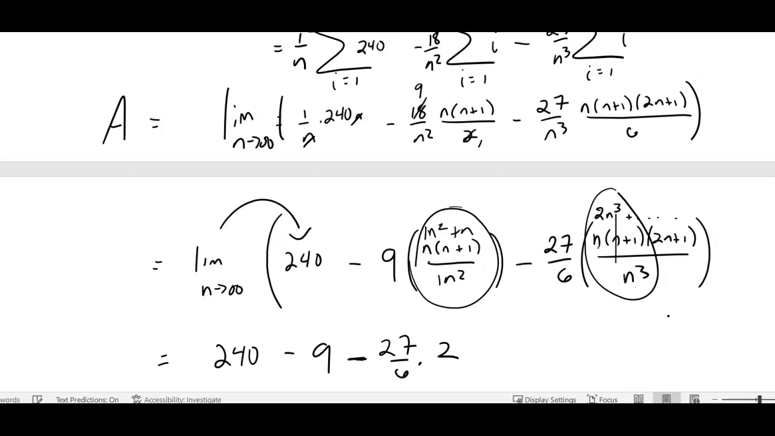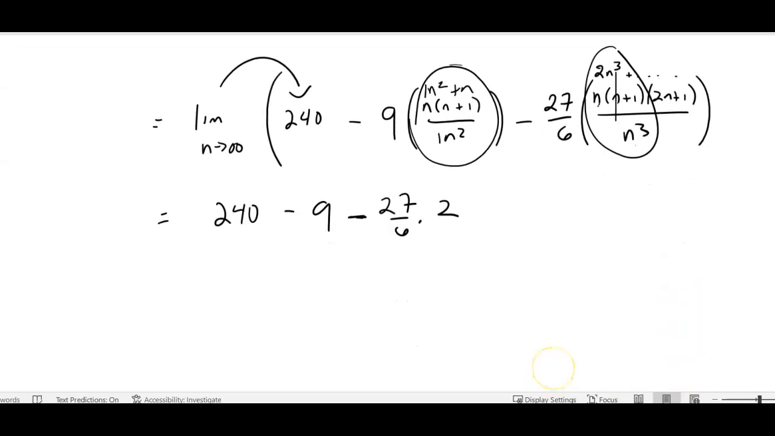So that's a minus. And now we've evaluated the limit, and we are just about done. 240 minus 9 minus, what is this? This would be a third, right? 2/6 is 1/3. 9, so 240 minus 18, 222.